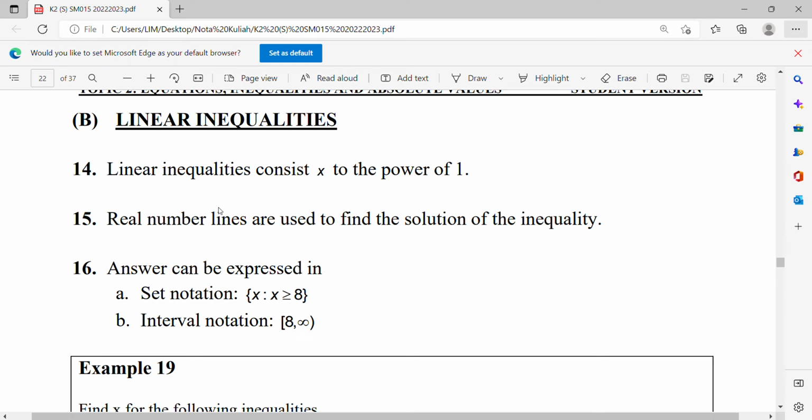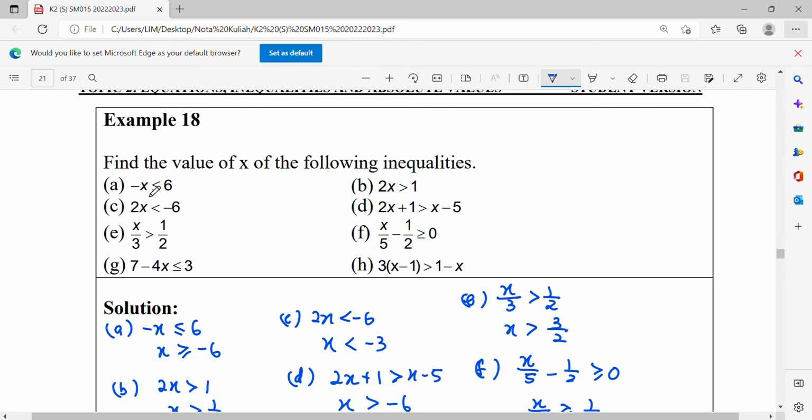Okay, so linear inequalities are the category where x has a power of 1. So when you see your x to the power of 1, it belongs to linear inequalities. How to solve it? You can just move things around. Keep your x on the left-hand side, then the other values go to the right-hand side.